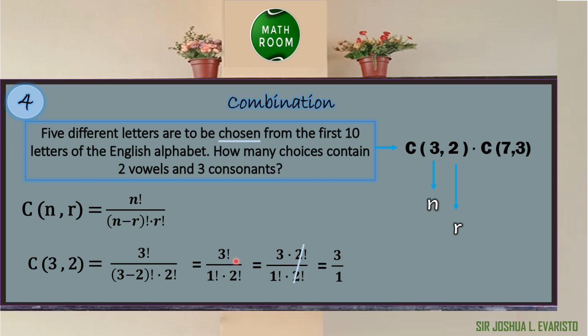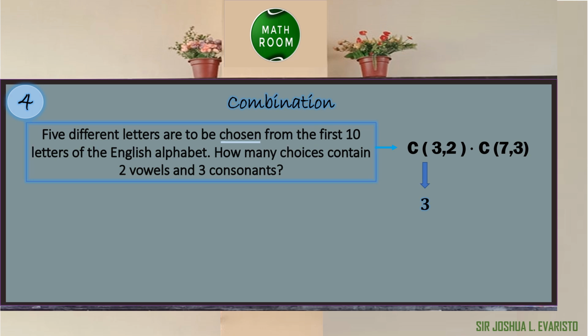3 factorial can be written in the form of 3 times 2 factorial, so that we can cancel 2 factorial on the numerator and denominator. So we have 3 over 1. 3 divided by 1 is equal to 3. Thus, combination of 3, 2 is equal to 3. Now, let us solve combination of 7, 3. Again, apply the combinations formula and substitute the given values. This time, our n is equal to 7 and r is equal to 3.